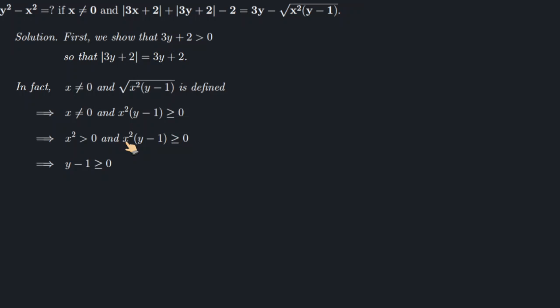Solve the inequality, we have y greater than or equal to 1. Multiply two sides of the inequality by 3 and then add 2 to two sides of the inequality. We have 3y plus 2 is greater than or equal to 5. In particular, we have 3y plus 2 is positive. It follows that the absolute value of 3y plus 2 equals 3y plus 2.